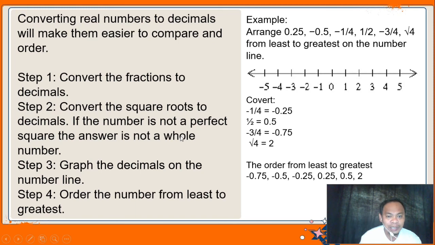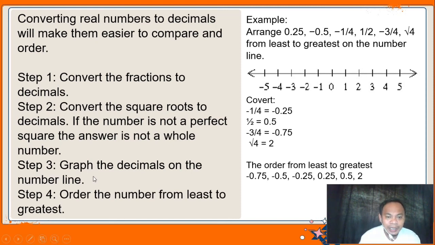And if the number is not a perfect square, the answer is not a whole number. Di ba? Pag perfect square, ang answer ay whole number. For example, square root of 4. So, ang answer po niya ay 2, whole number. Pag sinabi din square root of 3, di ba, 3 is not a perfect square. So, it means decimal po yung answer niya.